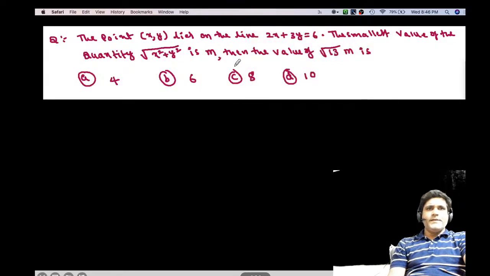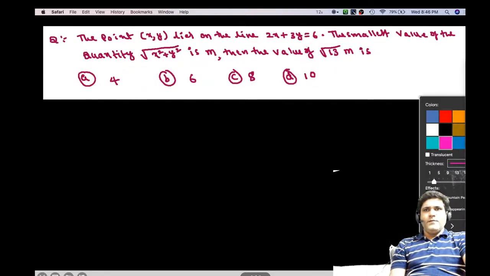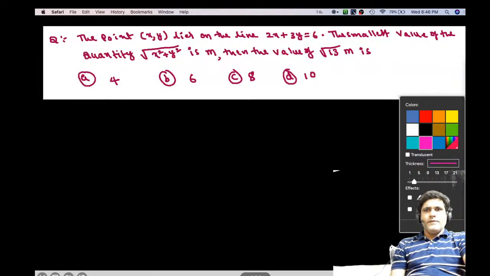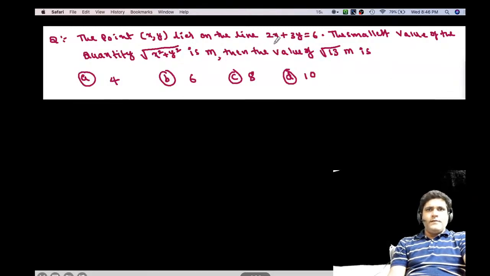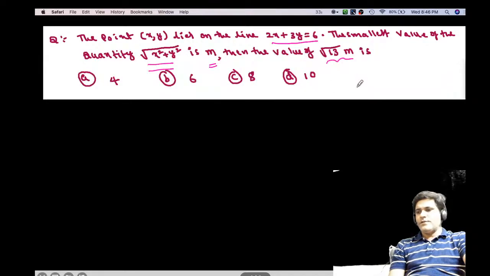Question: the point (x, y) lies on the line 2x + 3y = 6. The smallest value of the quantity square root of x² + y² is m. Then the value of root 13 m is the question.